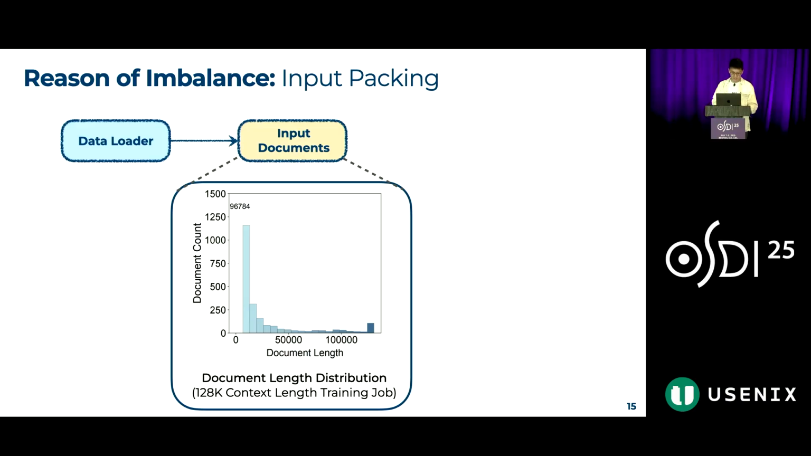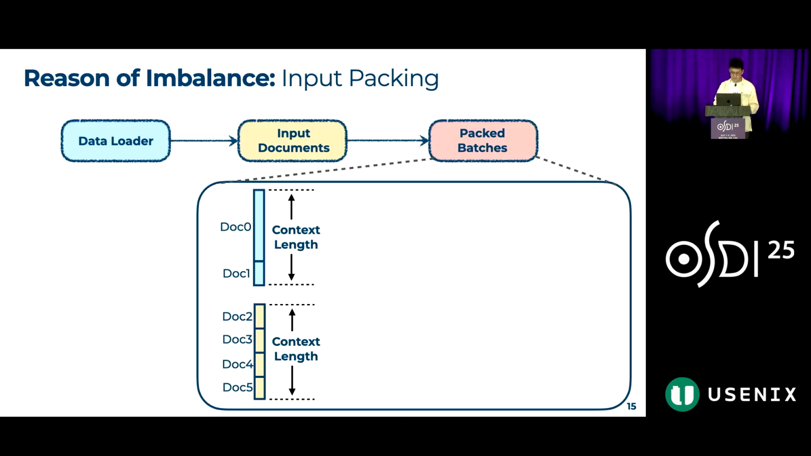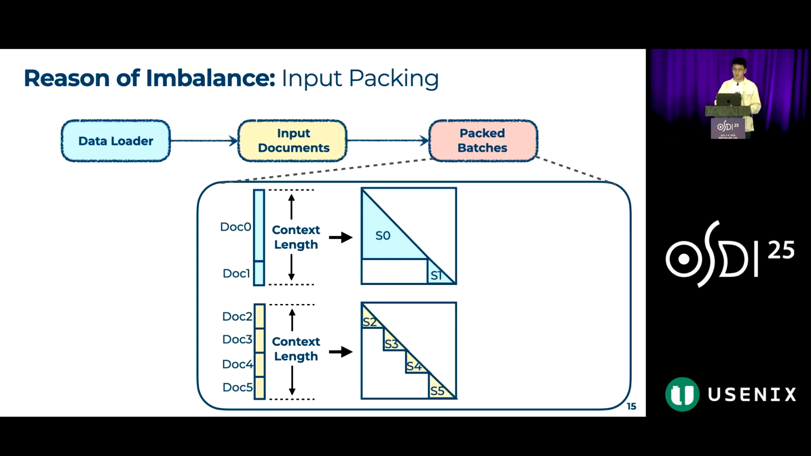To organize the inputs with varying lengths into regular shaped tensors, we have to pack them together to form macro batches with the same length. Here we have 2 macro batches, one with 2 documents and the other with 4 documents. After that, to ensure the attention computation is correct, each token only computes attention with tokens within the same documents.